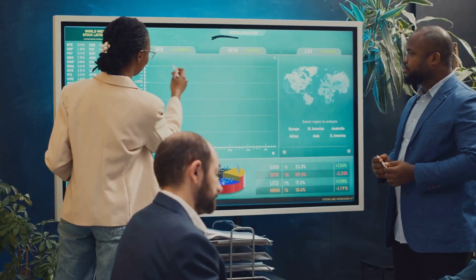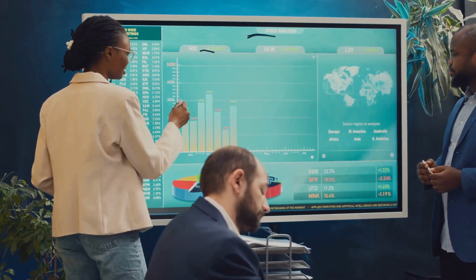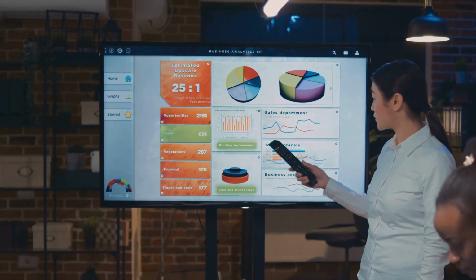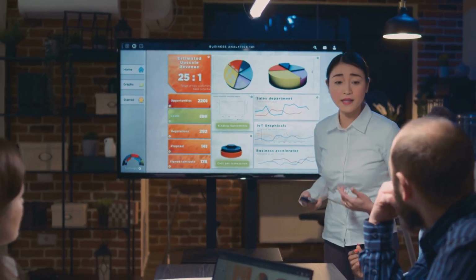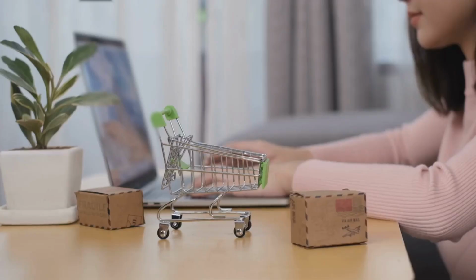Chapter 6. Predictive Analytics. The future of marketing is here. Stop guessing, start predicting. OnPassive's Predictive Analytics takes the guesswork out of your marketing strategy. Imagine being able to anticipate your customer's next move, to know what they're going to buy before they even do. That's the power of predictive analytics.